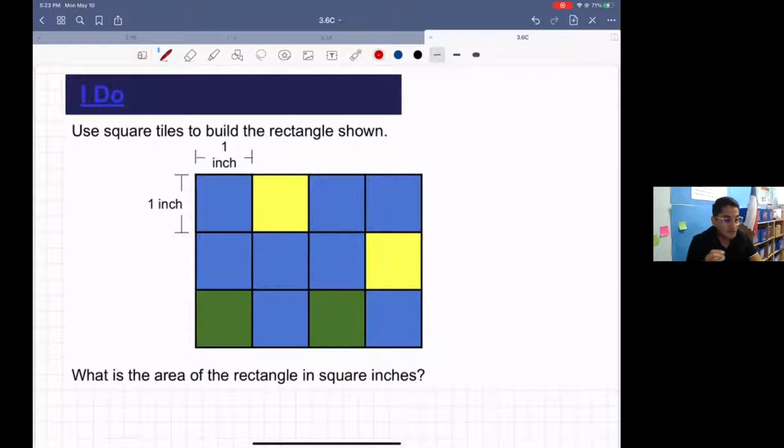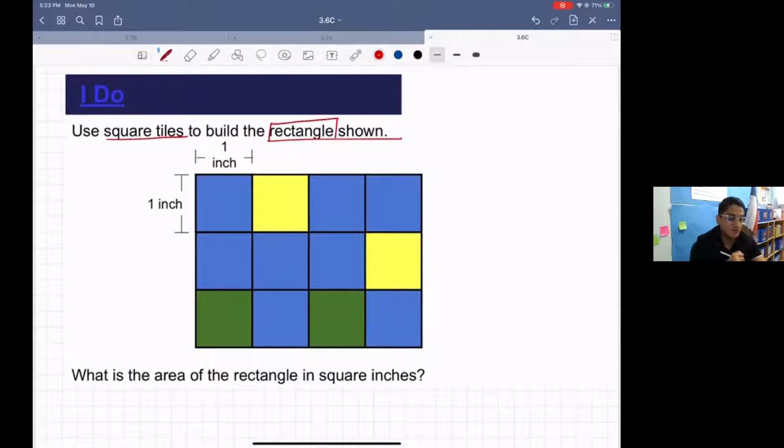Okay, so let's see. Use square tiles to build the rectangle shown. Okay, what is the area of the rectangle in square inches? All right, so I gave it my first read just to understand it a little bit, and I'm going to reread it, but doing annotations. So let me see. Use square tiles, okay, so I know that each tile is going to be square, to build the rectangle shown.